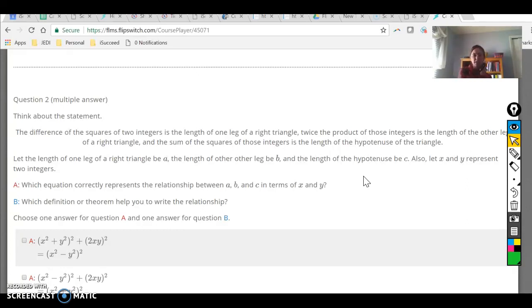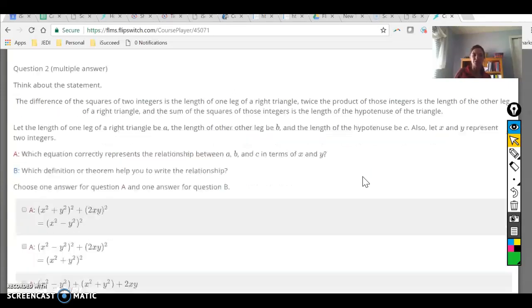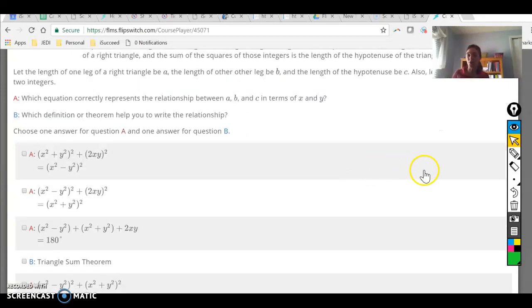So what they say here is let the length of one leg be A, the other leg be B, and the final hypotenuse be C, and let x and y represent those two integers. Which equation correctly represents A, B, and C in terms of x and y? So we already identified that A was going to be x squared minus y squared, B was going to be 2xy, and C is going to be x squared plus y squared. So now we need to put them in terms of a theorem that we already know, which in terms of right triangles, hopefully everybody remembers, is the Pythagorean Theorem.